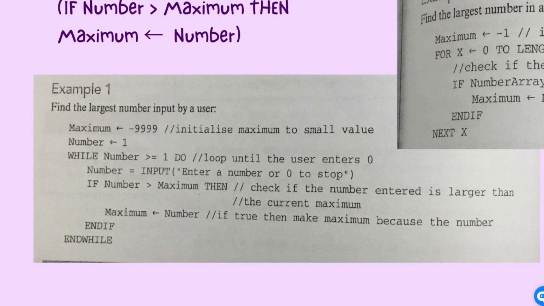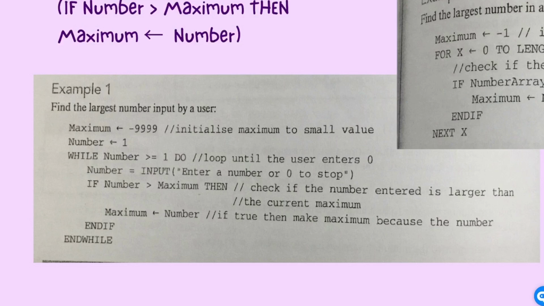So to find the largest number input by a user, maximum is initialized to negative 9,999, and number is 1. When number is more than or equal to 1, do. Number becomes input. You enter a number or 0 to stop. If number is more than maximum, then maximum becomes the number. End of while. Okay, let's put in some values.